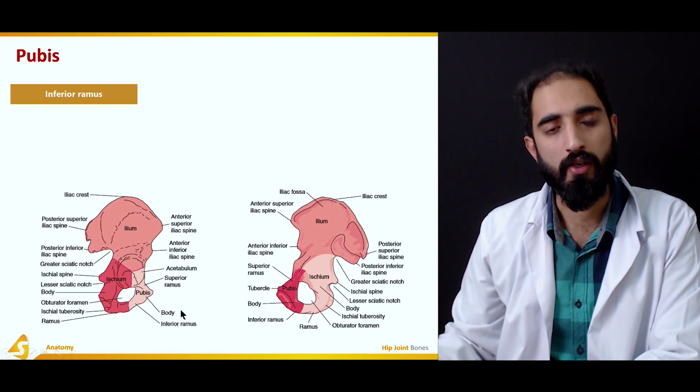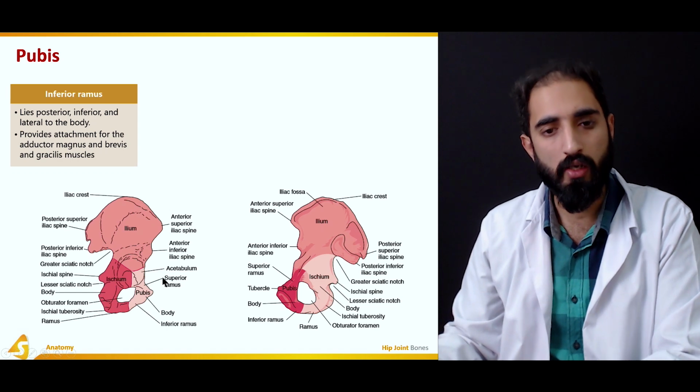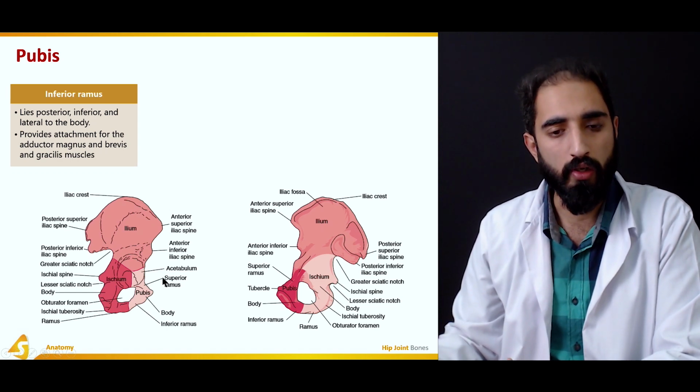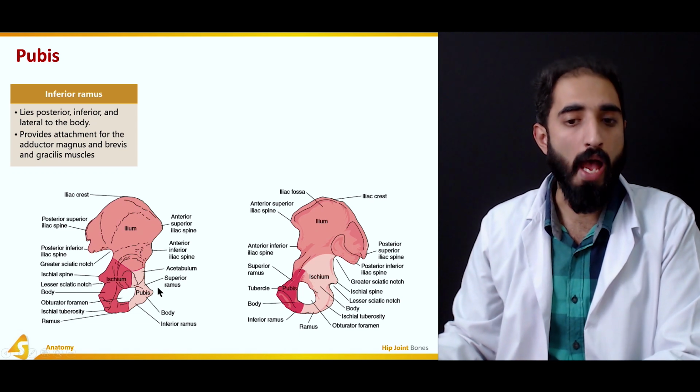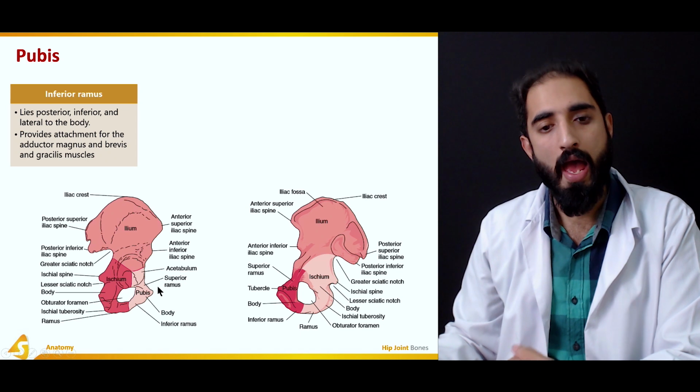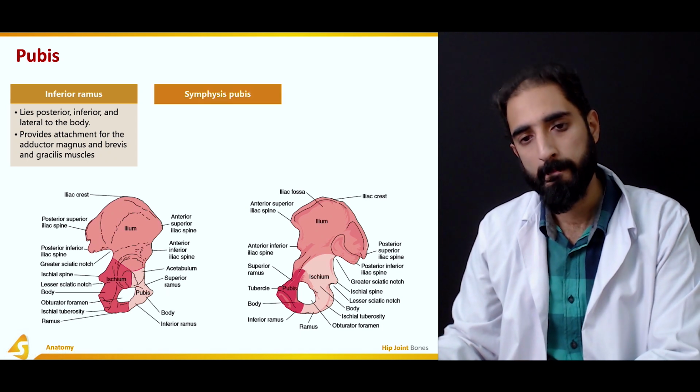Similarly, we also have an inferior ramus, and it lies posterior, inferior and lateral to the body of the pubis, and it provides an attachment site for adductor magnus, adductor brevis and gracilis muscles.